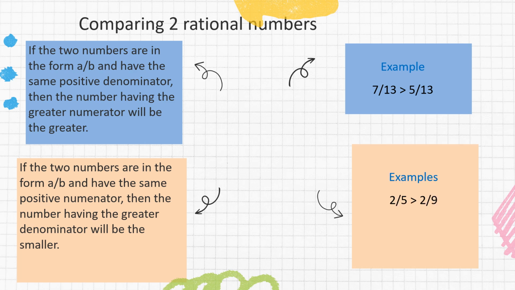An example, 2 over 5 is greater than 2 over 9. You can see that when the denominator is smaller, the fraction is greater.